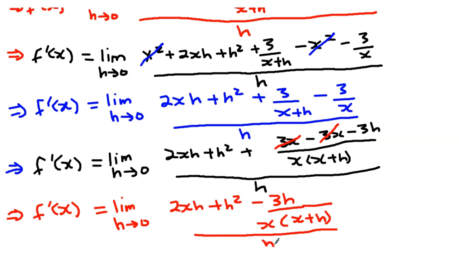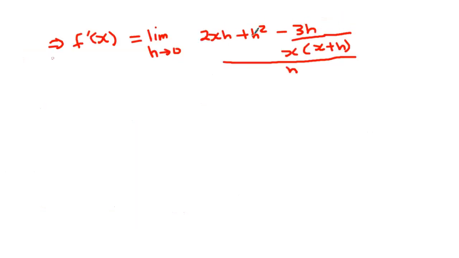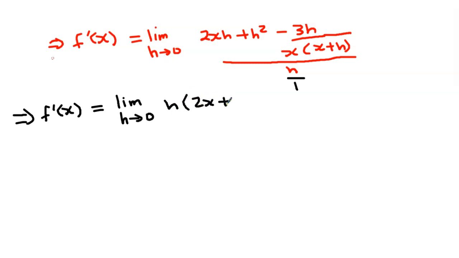all divided by h. So here we see that there's h here, h here, h here, so we can factor out the h, and this one is divided by h. Every whole number is over 1, so over 1. So this implies that the derivative of f of x is equal to the limit as h tends to 0. We take h out, here becomes 2x plus h minus 3. Also, we have taken the h out, all on x into bracket x plus h.